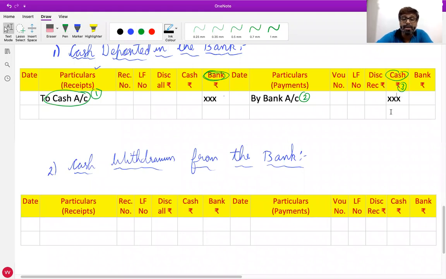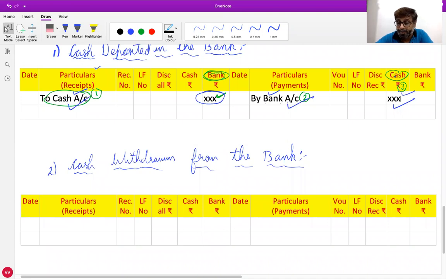Once again, I repeat it. Bank account debit to cash. So what is the first thing you will remember? Bank account debit means the amount will come in the debit side, bank column. Then opposite, opposite, opposite. What is the opposite of bank? To cash. What is the opposite of cash? By bank. What is the opposite of bank? Cash column. Did you understand this? First, from the entry, you write the amount in the correct column, then opposite, opposite, opposite.